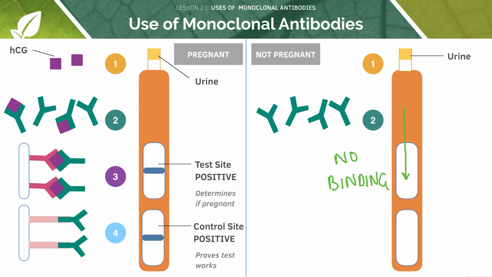Okay? Now, why is that? Well, we don't have this complex being formed because we don't have any HCG. So how is it supposed to bind to these fixed antibodies in the test site? Well, it can't. So that means that the free antibody is going to pass down, there's going to be no binding here, and it's going to go straight to the control site.